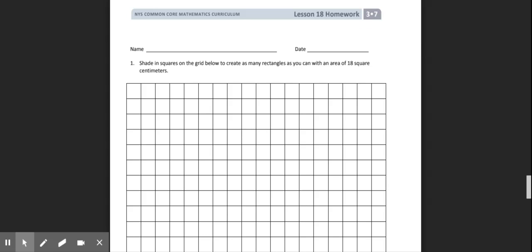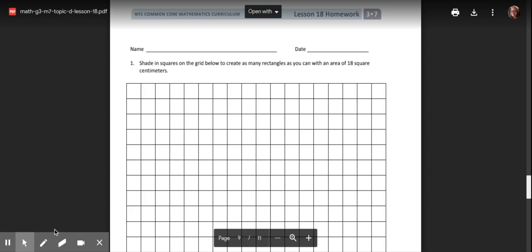It looks like we have a grid here. Shade in squares on the grid below to create as many rectangles as you can with an area of 18 square centimeters. Since it has to be 18 square centimeters, and it says area, I know to find area I have to multiply. So what numbers could I multiply to get 18?